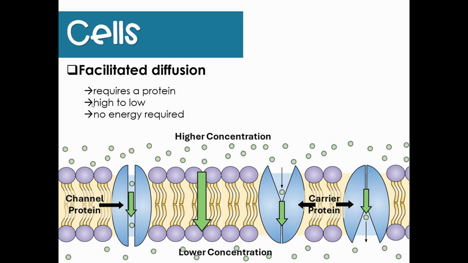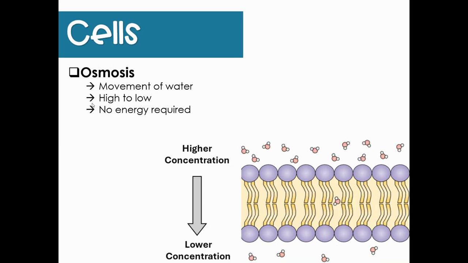Now, in facilitated diffusion, if you facilitate somebody, you help them. So in facilitated diffusion, we're going to get the help of proteins. These proteins are going to help these molecules move across the cell membrane. There's two types of proteins that might be present during facilitated diffusion, channel proteins and carrier proteins. But a protein is required in facilitated diffusion. That's how facilitated diffusion is different from simple diffusion. We're still moving from an area of high concentration to low concentration, so we are moving with the concentration gradient, and no energy is going to be required.